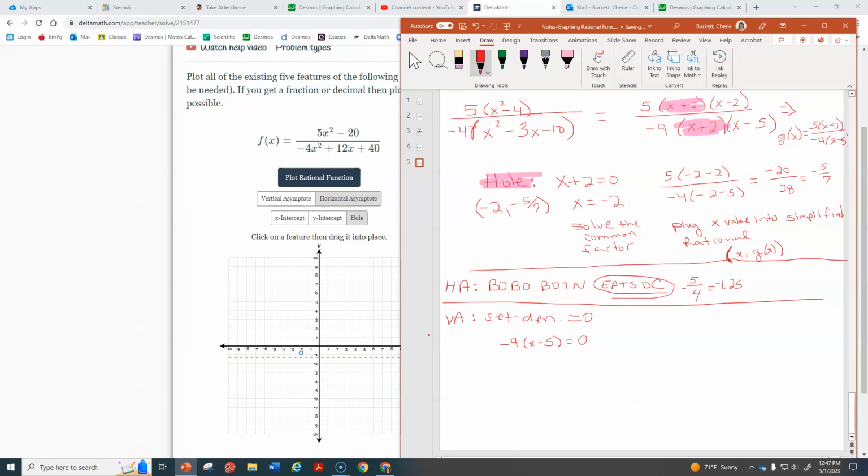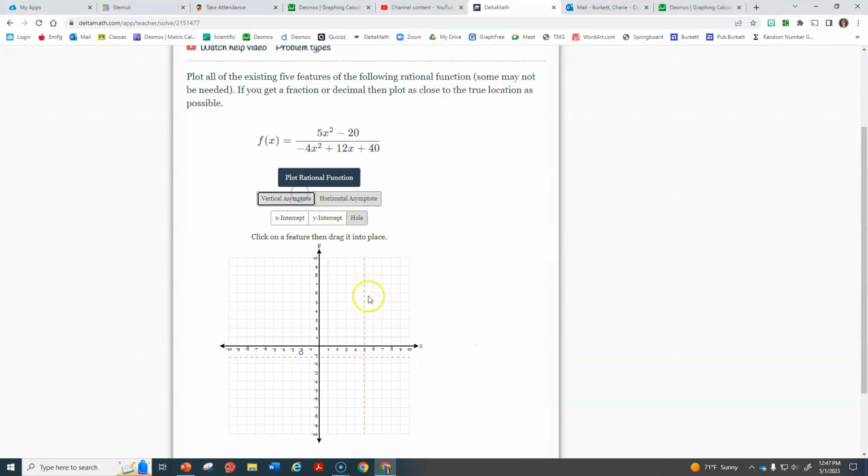Now solve for x. We've got to undo this multiplication. Divide both sides by -4. 0 divided by -4 is 0. Get the x by itself. So add 5 to both sides, and it comes out to be x equals 5. That's your vertical asymptote. So you click the vertical asymptote and you move it to wherever it goes. We said it should be at x equals 5. What else can we do?